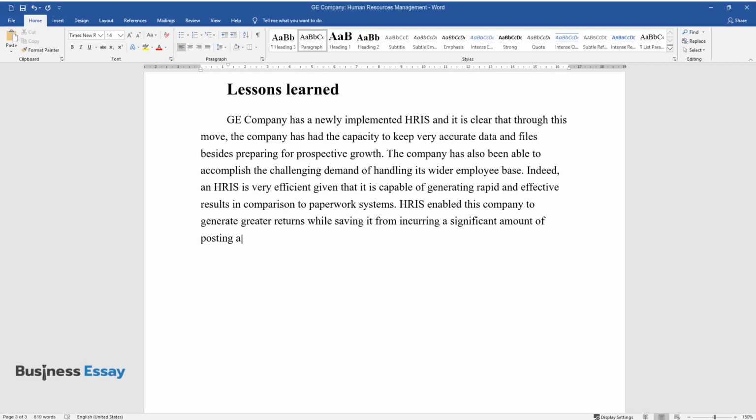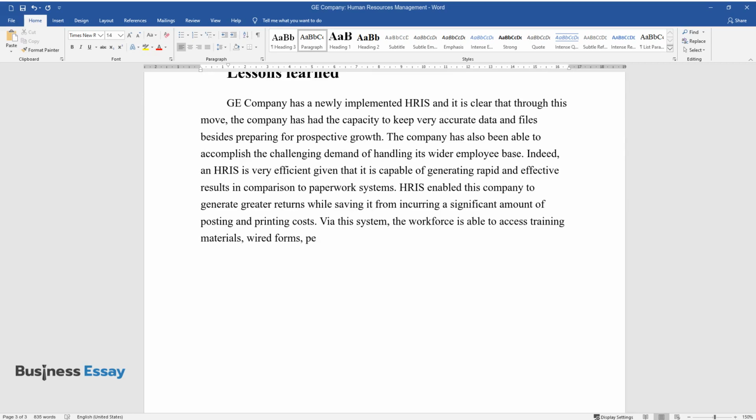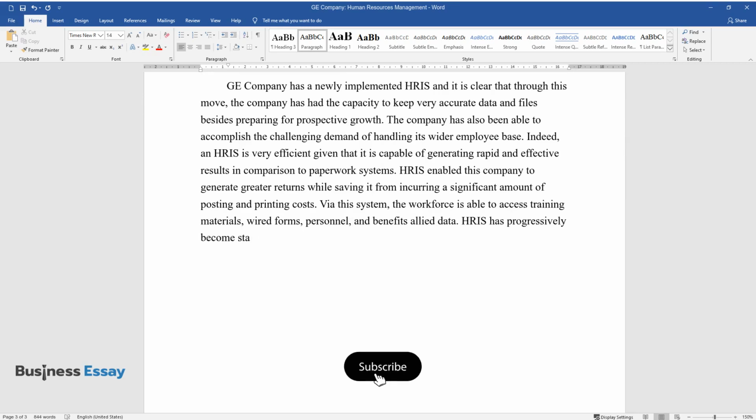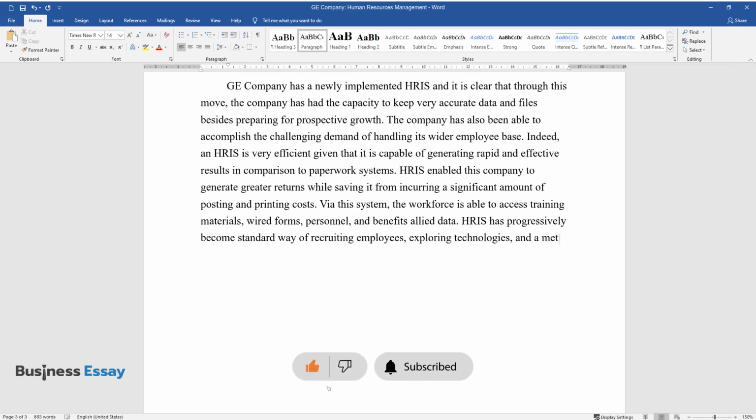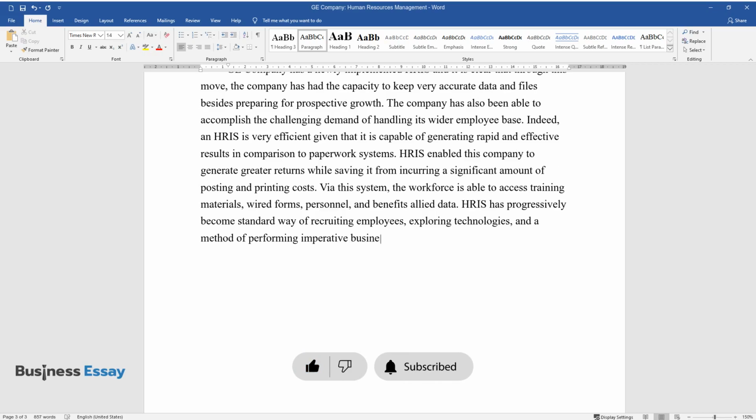Via this system, the workforce is able to access training materials, wired forms, personnel, and benefits allied data. HRIS has progressively become a standard way of recruiting employees, exploring technologies, and a method of performing imperative business functions.